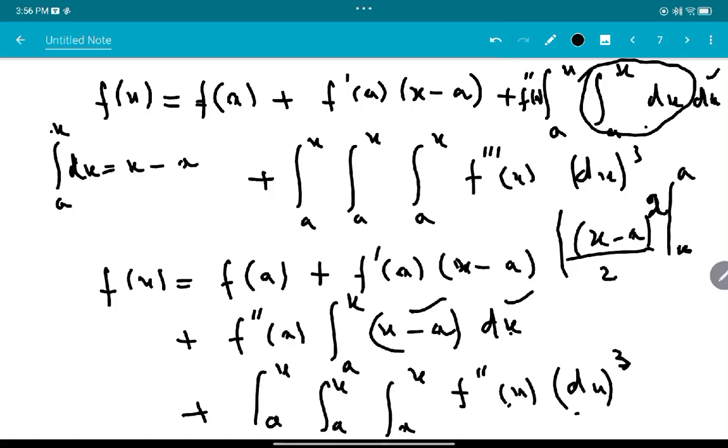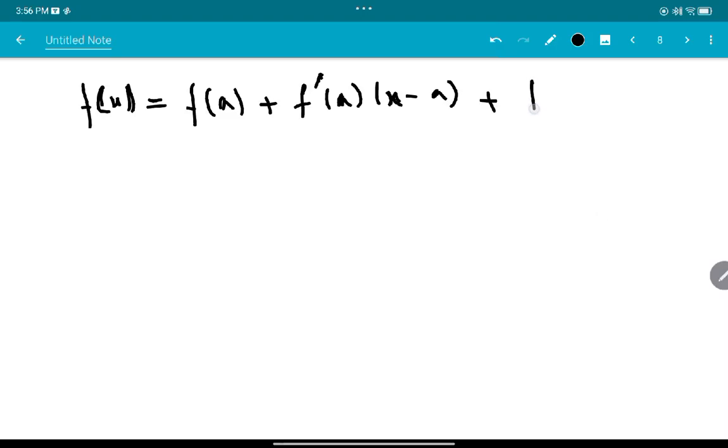Put x here, a here. You will simply get x minus a whole square divided by 2 after integrating this and substituting the limits. So you will have this term: first f double dash a into x minus a whole square divided by 2.